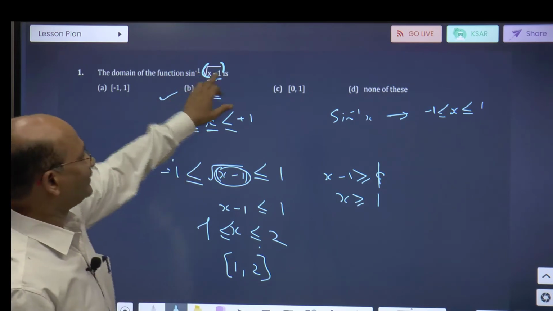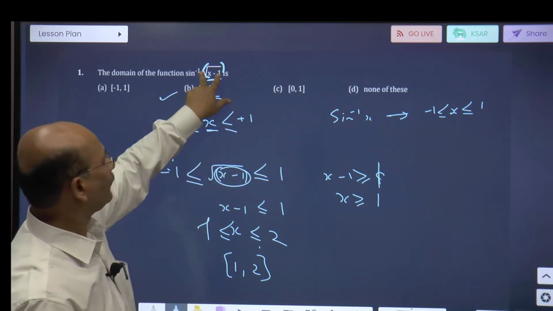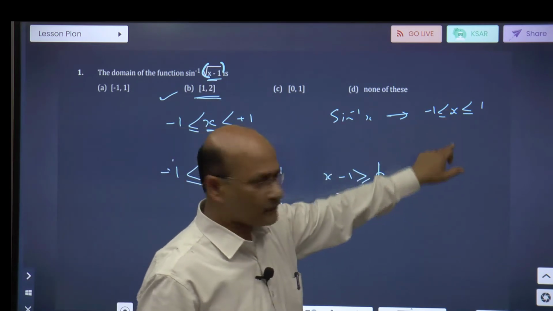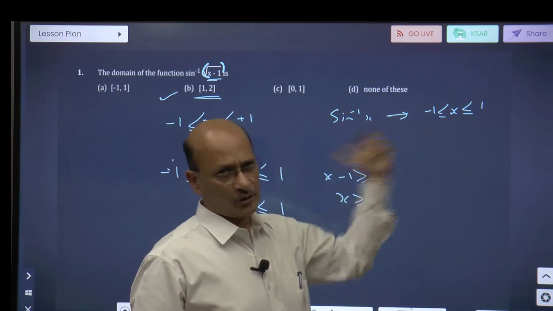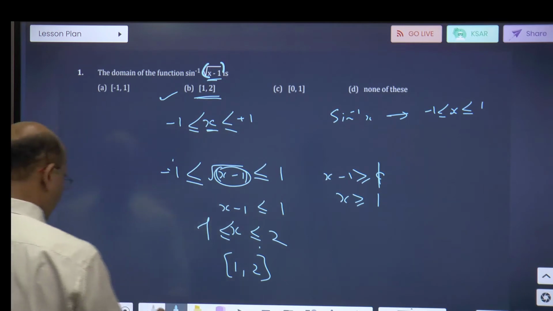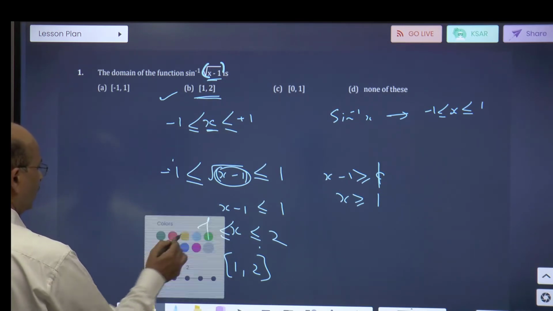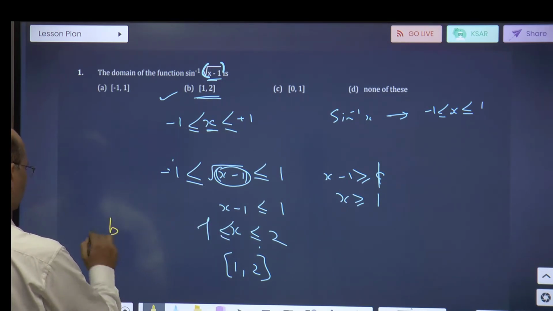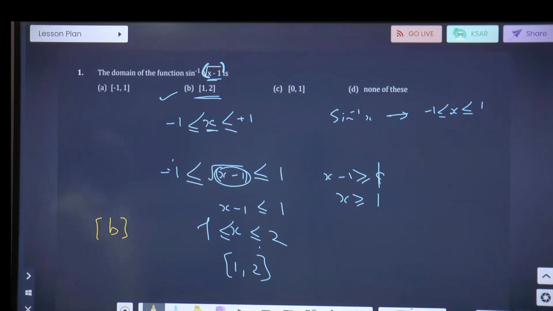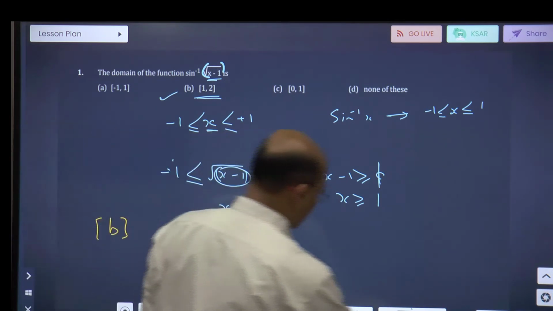So this x is replaced by root of x minus 1. In place of x, put root of x minus 1 and then proceed with the question. So my option here is nothing but B. I hope you got this point clear. Let us take the next question now.